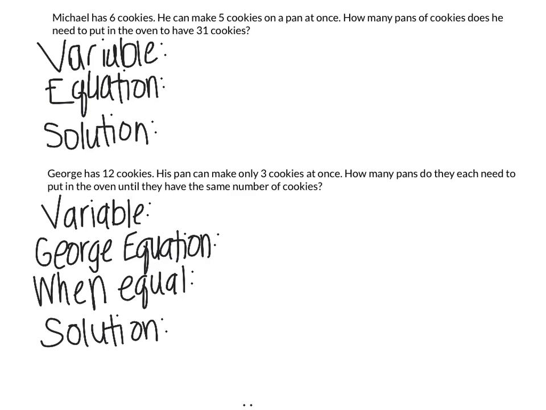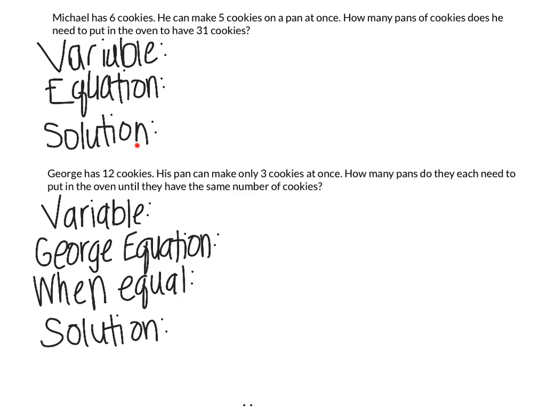Now I have 2 problems for you to try on your own. Michael has 6 cookies. He can make 5 cookies on a pan at once. How many pans of cookies does he need to put in the oven to have 31 cookies? So there's a pan that he can put cookies on, 5 at a time. So how many times does he have to put the pan in the oven, 5 cookies at once, until he has 31 cookies? So you will pick a variable and say what it means, write an equation to represent this problem, and then figure out the solution.